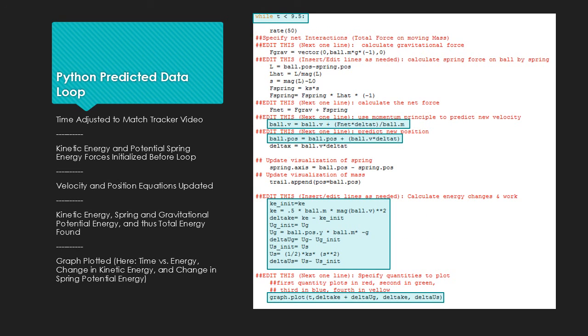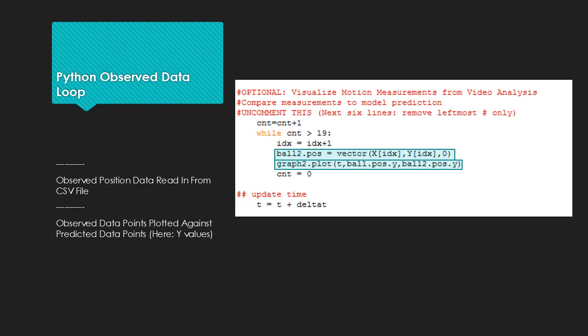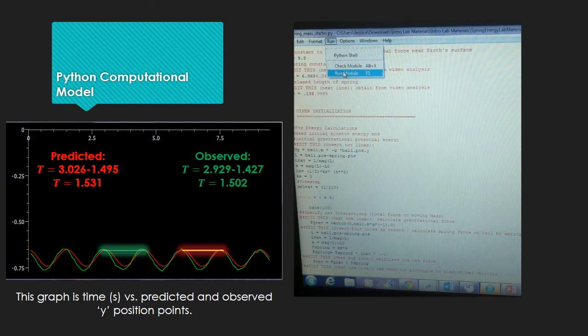Now for the predicted data's while loop. Right before this, I initialized both the kinetic and potential spring energy. I also highlighted the code that uses the momentum and energy principles to update the system's position and track its energy, respectively. In this next loop, I read in my observed data points to plot my observed movement. This graph line of code allows me to directly compare my observed and predicted data points against time.